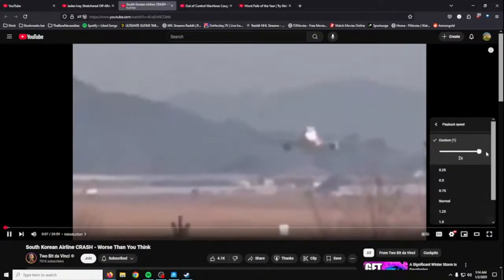On December 29th at 9 a.m. in South Korea, disaster struck when Jeju Air Flight 2216 crashed at Muan International Airport. This was a really tragic event because of the 181 people on board, 179 passed away. That includes 6 crew members, and the only survivors were the 2 members in the back of the plane.